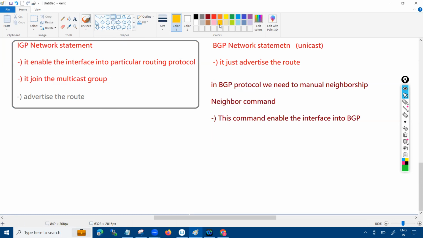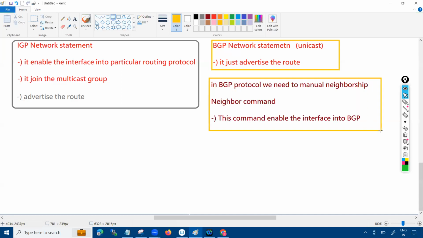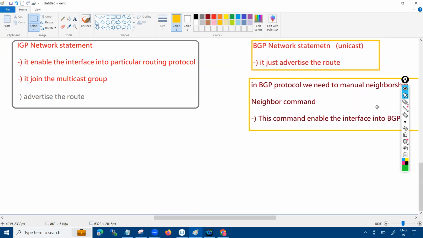But if you see BGP, the network statement is going to advertise the route. We have another command to enable the interface. Two different things we have in BGP, and that's why BGP is a little bit more complex protocol than the other one.